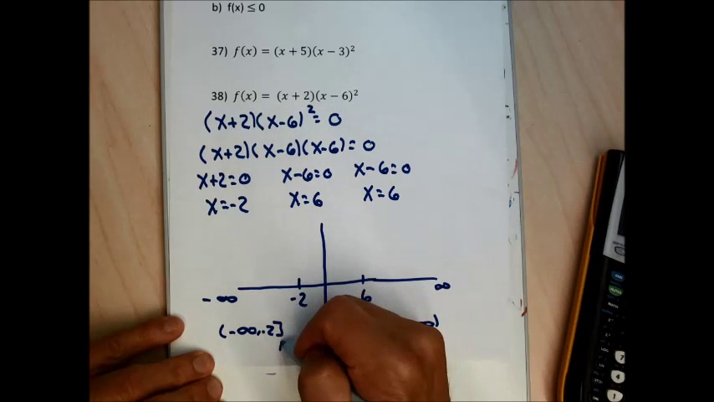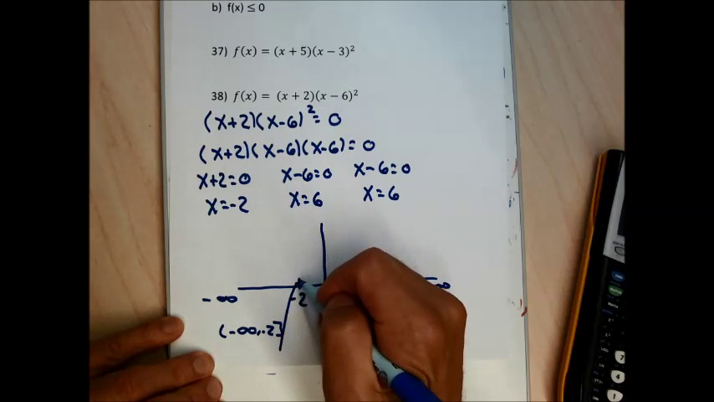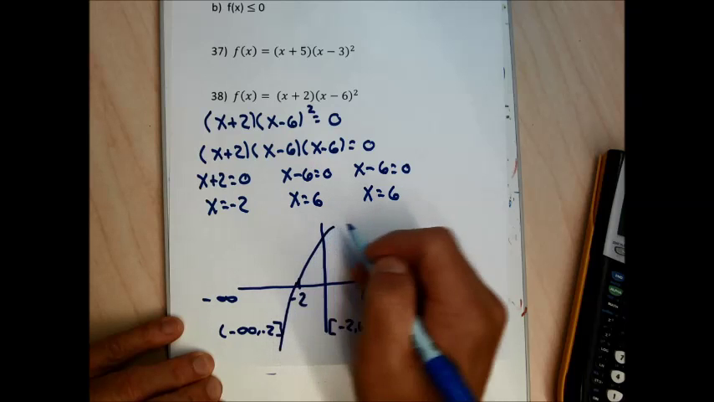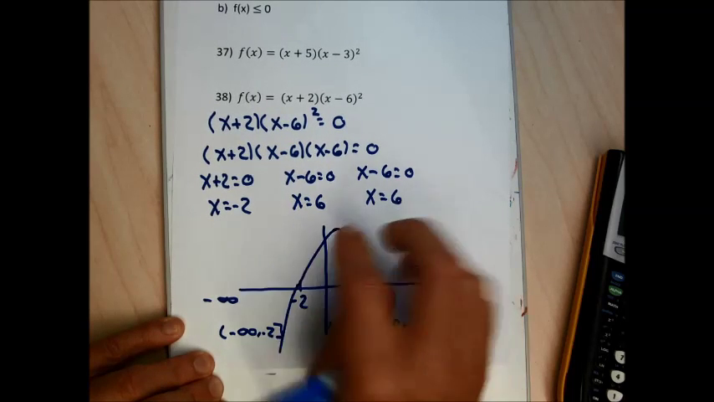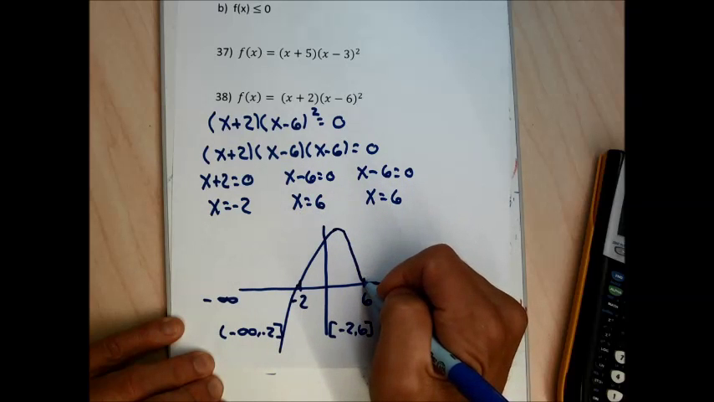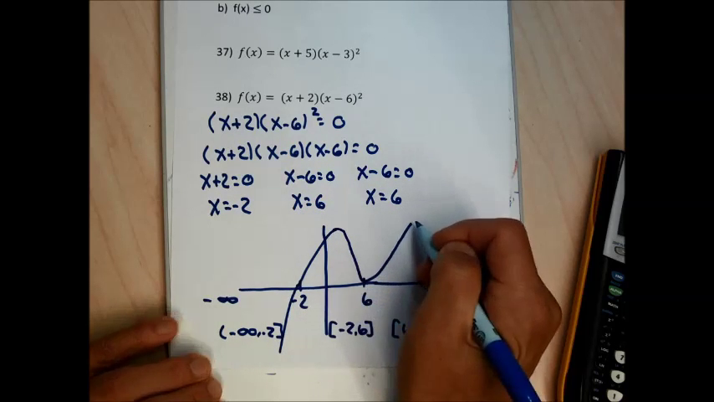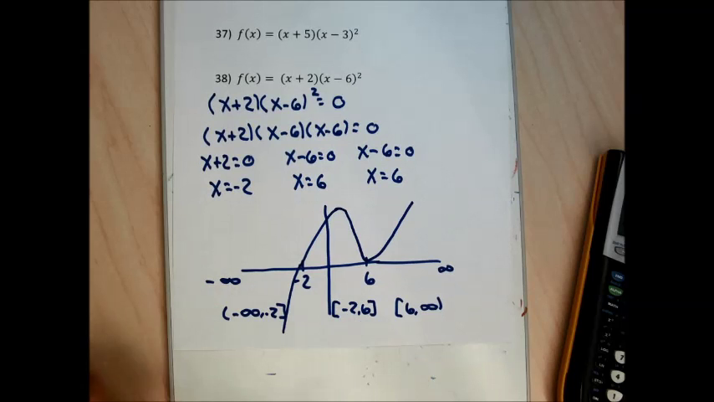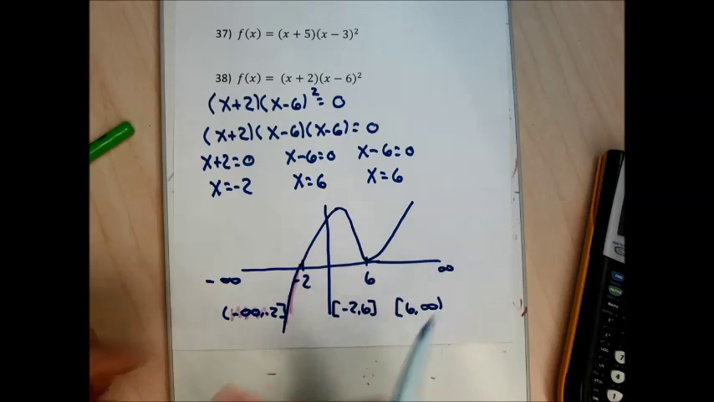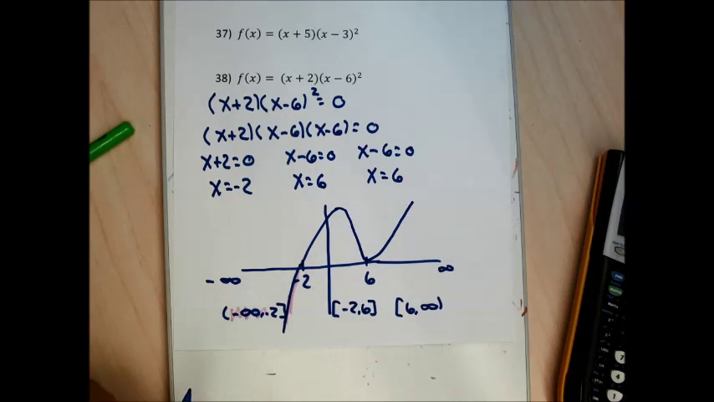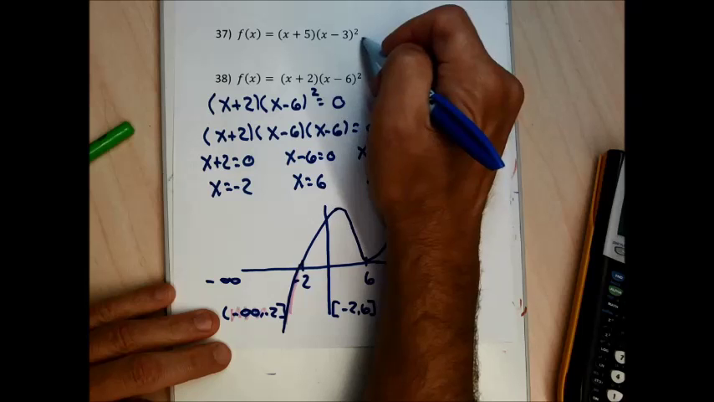It starts beneath the x-axis, goes through the x-intercept, keeps going up, gets to the turning point that I don't need to know, comes back down, hits the x-intercept because it has even multiplicity. The graph touches but doesn't cross the x-axis and bounces back up. So now for my first interval, the interval from negative infinity to negative 2, it corresponds to that region. The graph is beneath the x-axis, so that goes in part B.